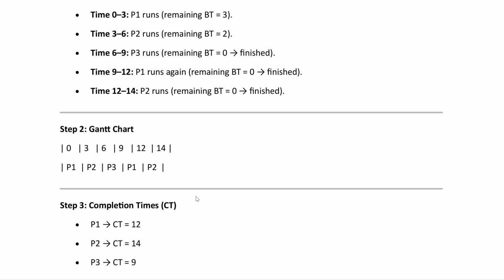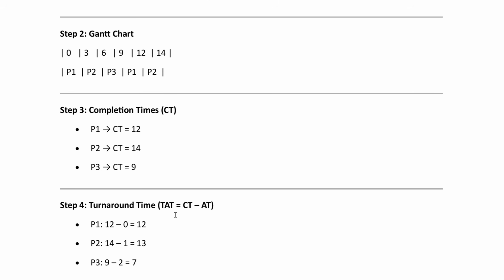Waiting time formula is turnaround time minus burst time. So first of all we have to compute the turnaround time. For turnaround time we need the completion time. So that's why we have to firstly compute the completion time. As you can see here, P1 will complete its execution at 12 units of time. P2 will complete its execution at 14 units of time. P3 will finish its execution at 9 units of time.